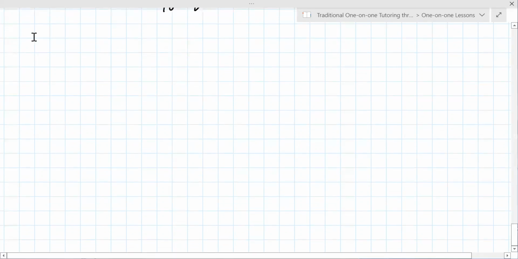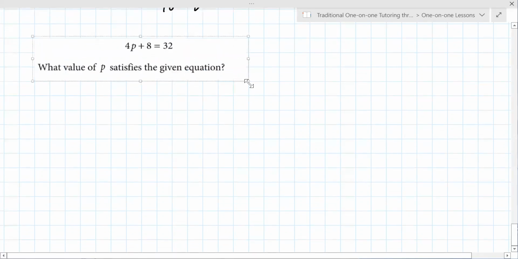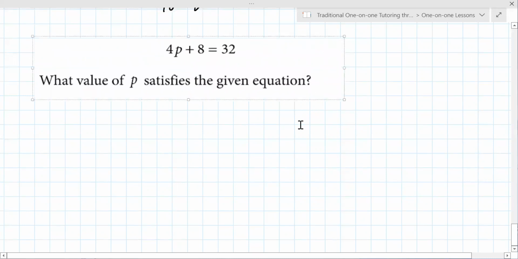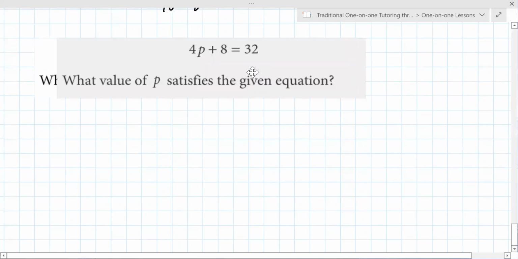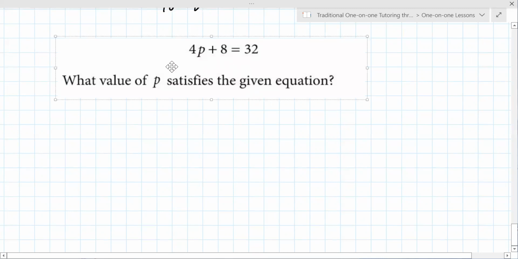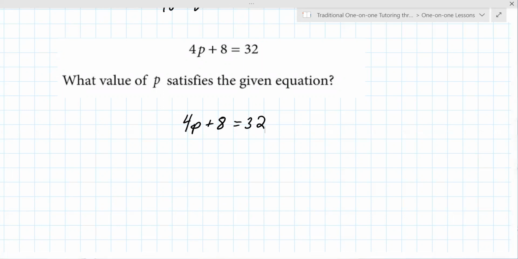Okay. Doing a great job tonight, Sourish. Let's keep it going here. See if we can do another 10 minutes here and we'll be done. Okay, so what value of P satisfies the given equation? Okay, so you're gonna start by writing this equation down on your paper, please. Okay, can I go sharpen my pencil for a minute? Sure. Thank you.